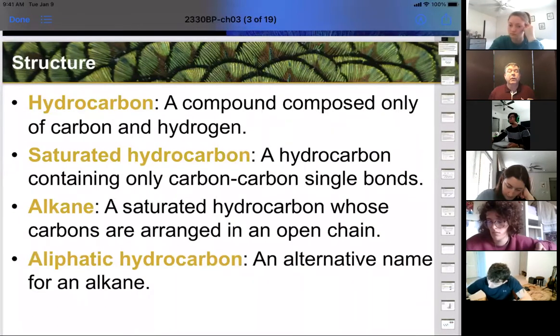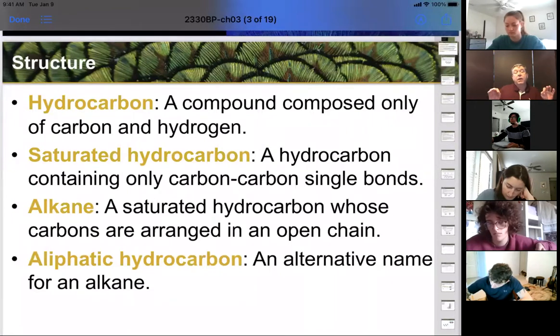Okay, so the general term for just any compound that is composed of only hydrogen and carbon is a hydrocarbon. Okay, hydro for hydrogen, carbon for carbon. So that means there's only hydrogen and carbon on there, and there's still millions of ways to hook those things together. Okay, so it's not that it's boring, it's just that that's what they are.